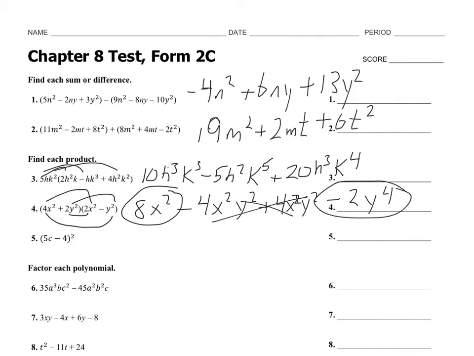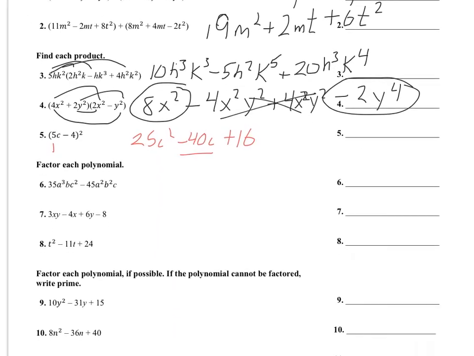Now here I am going to do the special product. Square the first one, so I have 25c squared, leave a space, square the second one, so I end up with a positive 16. Now to get the middle term in here, I'm going to take 5c times negative 4, and get negative 20, and then double it. So I get negative 40c. Alright, let's keep on moving.